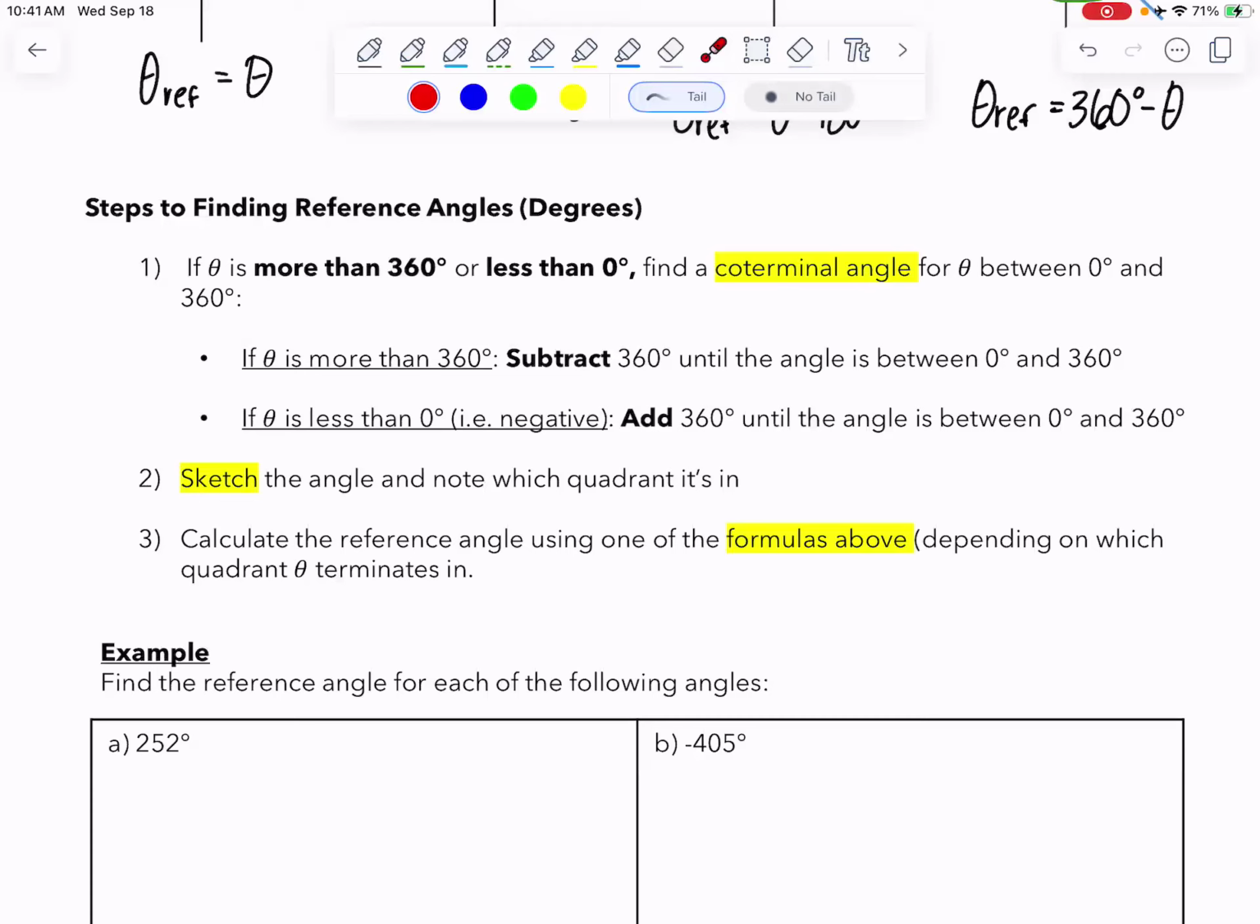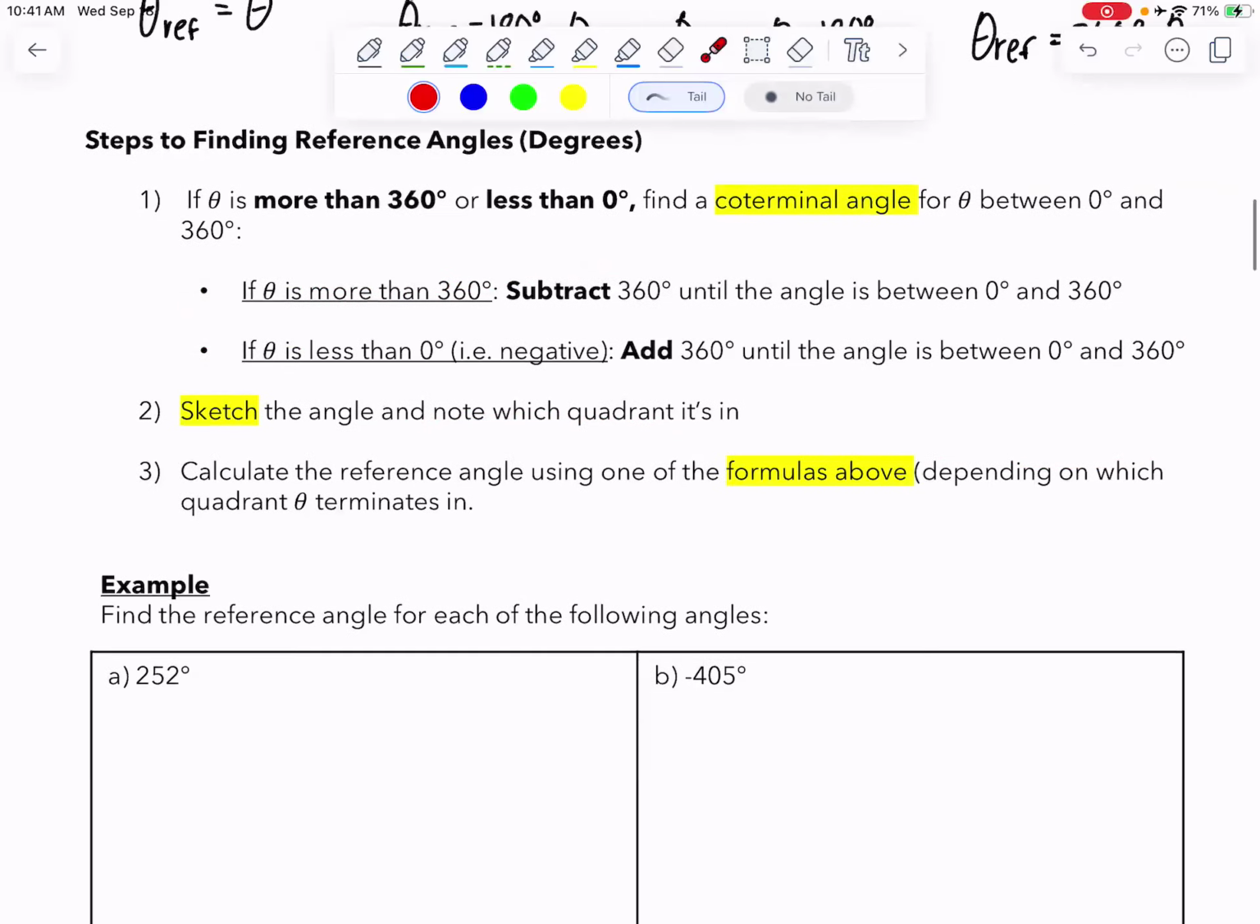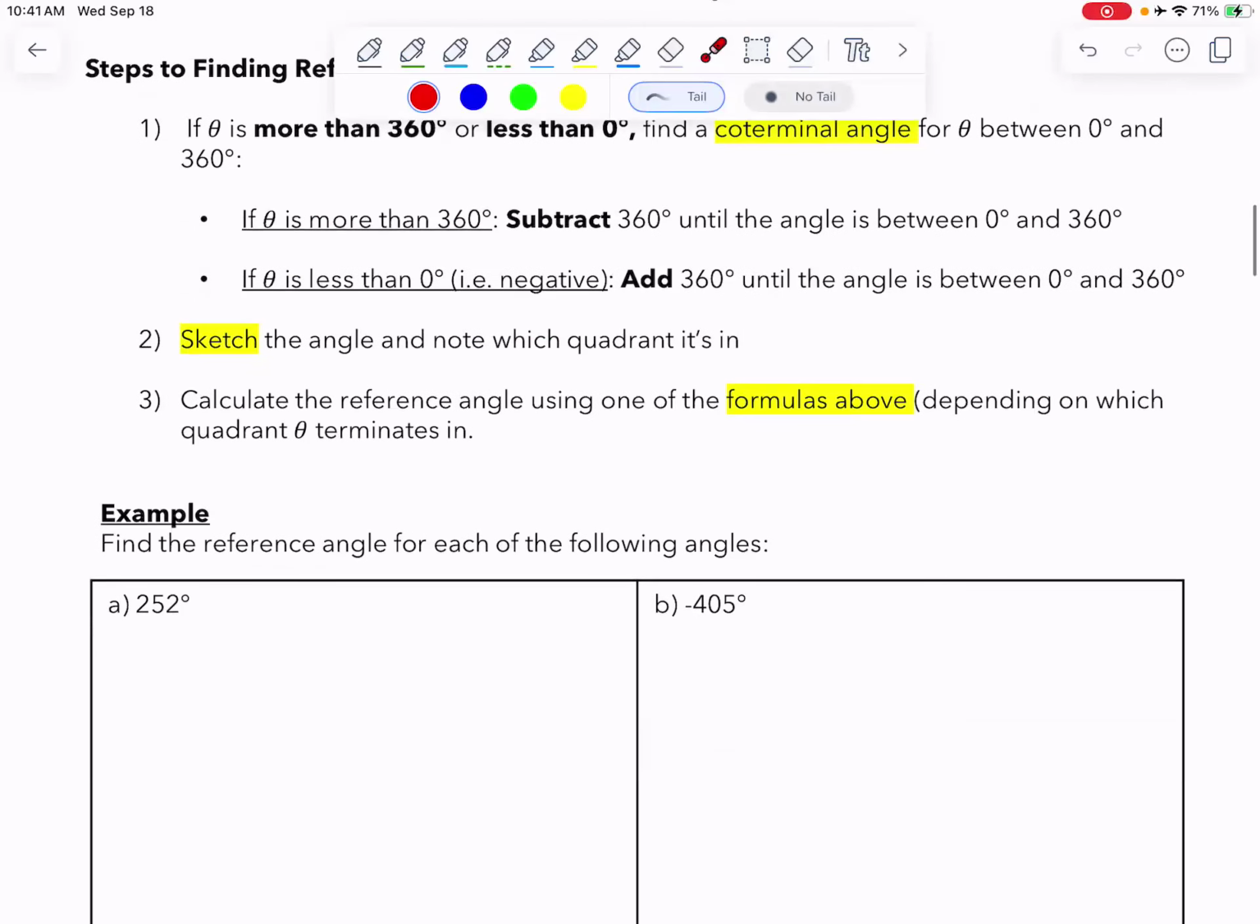And if you want to do that, that's fine. But I'm not doing that in my video. So this is just a review of finding coterminal angles. If you're more than 360, you can just keep on subtracting 360 until your angle is between 0 and 360. And if you're less than 0, so if you're negative, you just add 360 until it's between 0 and 360.